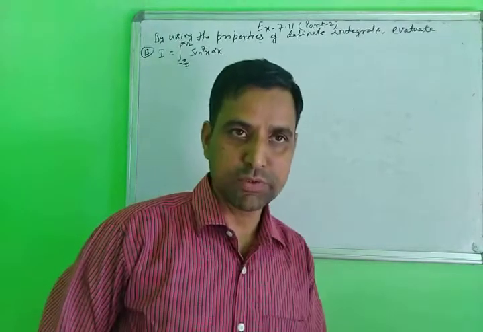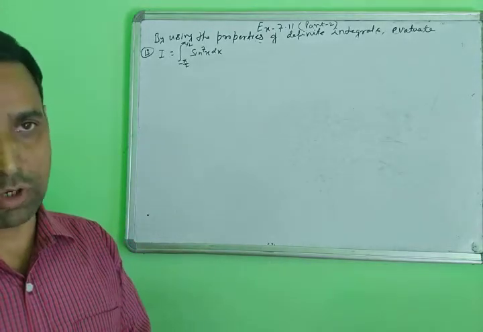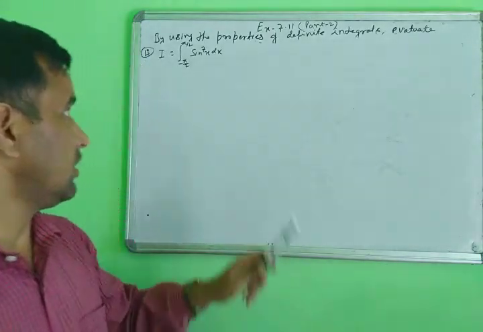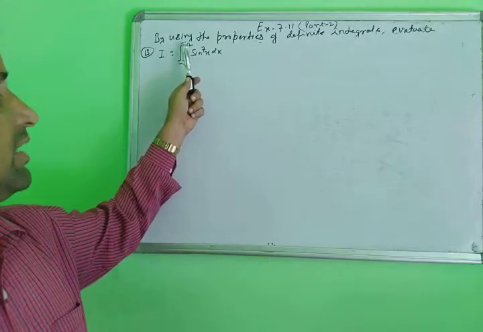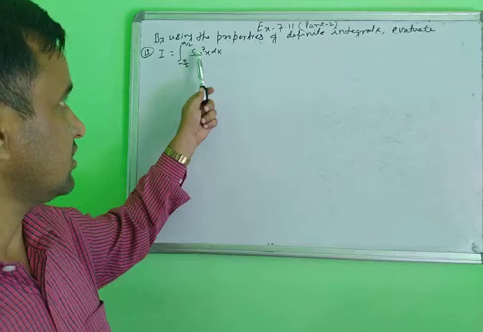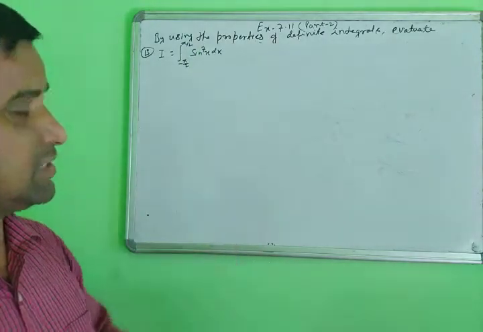Yes, students, next question I am taking is a different type of question. This question depends on the even and odd properties. The integration given here has lower limit minus pi by 2 and upper limit plus pi by 2, with the function sin 7x dx. So what is the integration of this function?